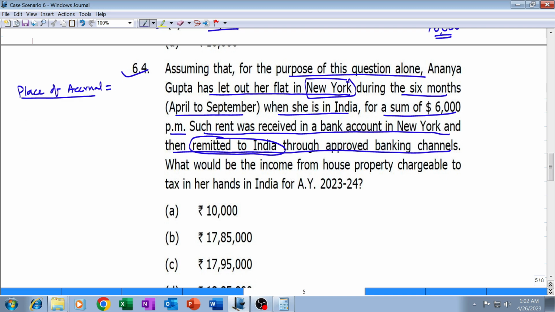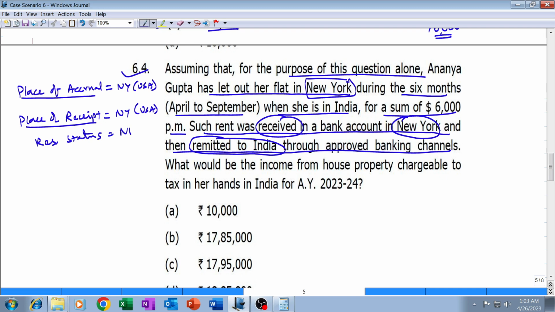What is the place of accrual? Place of accrual of this income will be New York, that is USA, since the property is located in USA. What is the place of receipt? Place of receipt is given here. Place of receipt is again New York, received in New York, USA. And what is her residential status? Residential status is non-resident, since all the three things are outside India. Place of accrual outside India, place of receipt outside India, residential status also outside India. Therefore, New York based property's income of $6,000 per month cannot be taken into account in India. In fact, this property itself cannot be taken into account in India.